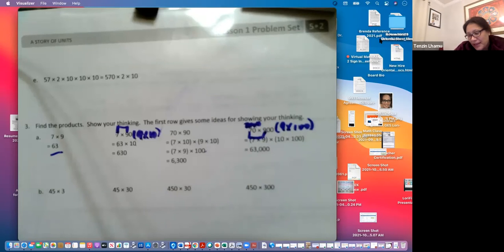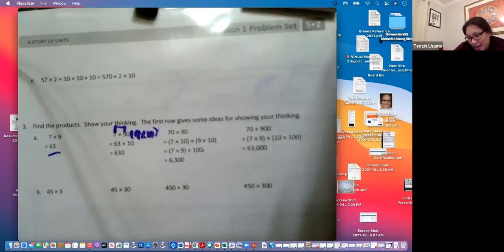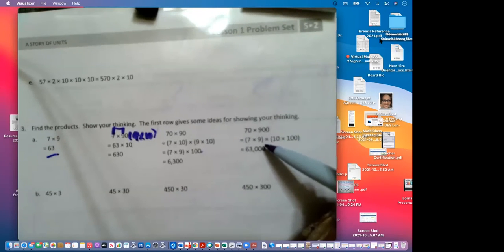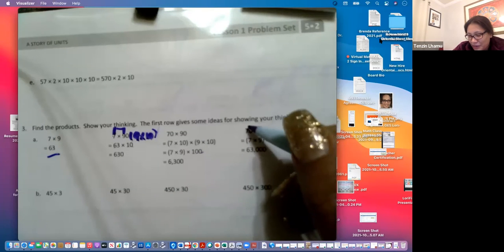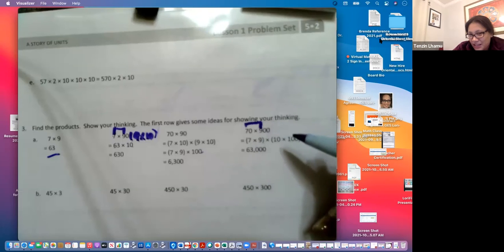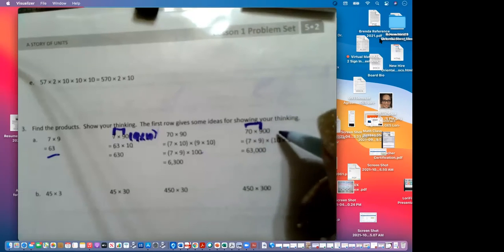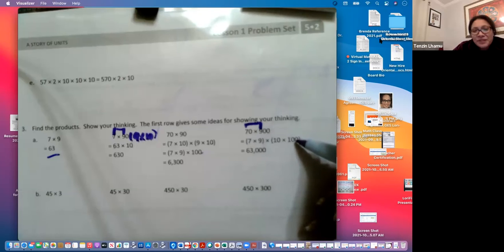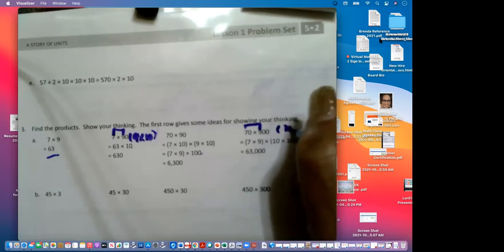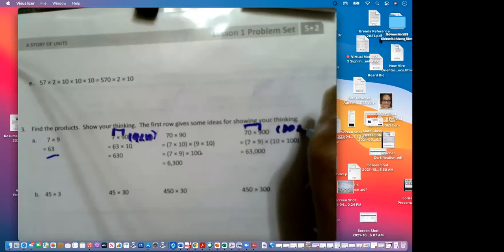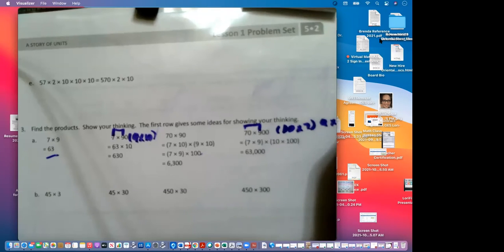So if we start from the basic, then we have to do 7 times 10, which gives you 70, right, Dr. Laurie? And then 9 times 100 gives you 900. So we could have broken it down to 7 times 10 and 9 times 100.